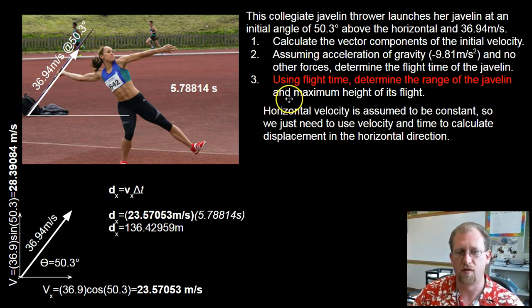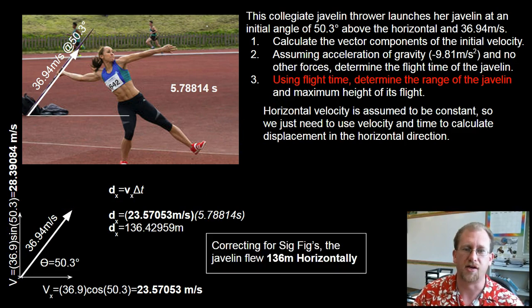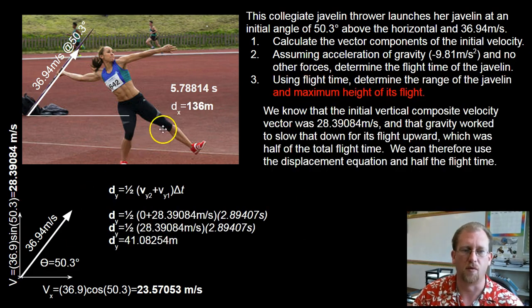Not done though. I want to know the maximum height. How high did that javelin get? Okay. Oh, first I've got to correct for sig figs. There you go. It flew 136 meters. I have 3 significant digits, 3 significant digits, and 4 significant digits. 3 is my limiter. So 136 meters horizontally. Okay. There you go. I'm going to leave that there so I can use that in the future if I need to. So I need the maximum height.